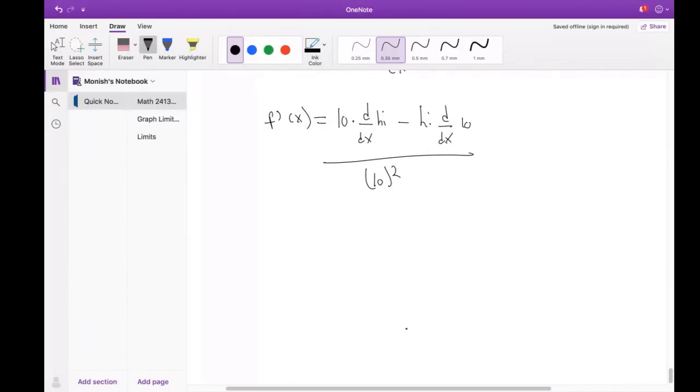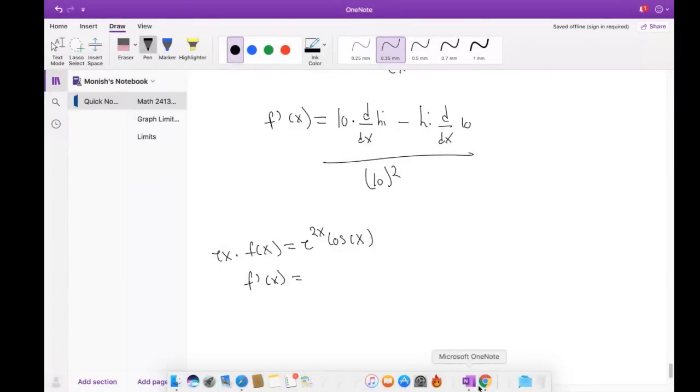Okay, and I can give you, here, I'll do one more example for product rule just to make sure you guys are comfortable with e and sine and cosine. So if I have e to the 2x cosine of x, what would be my derivative for this?